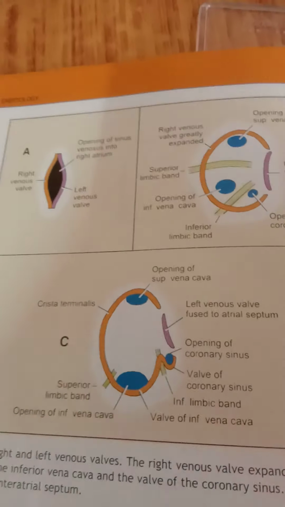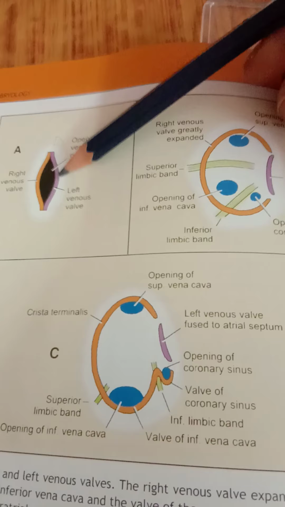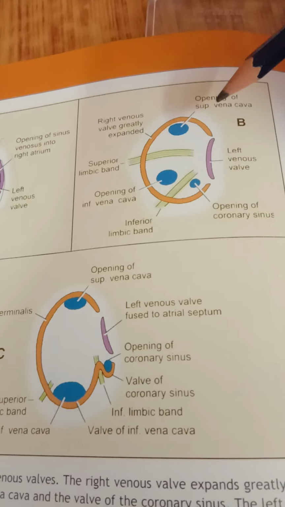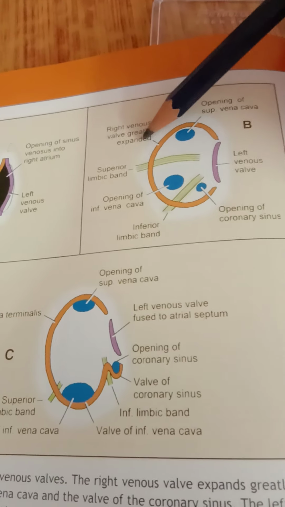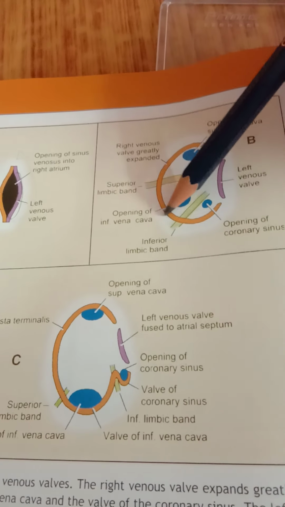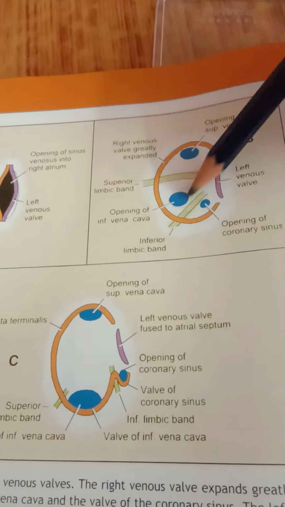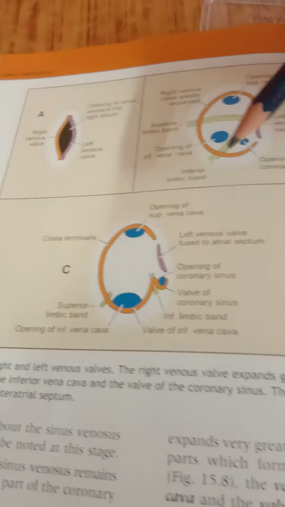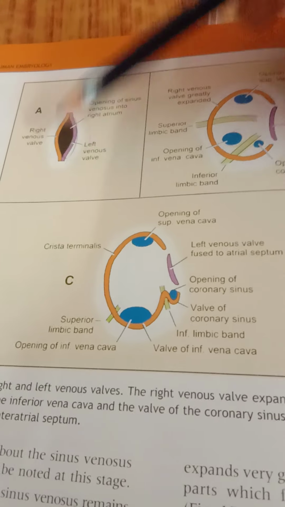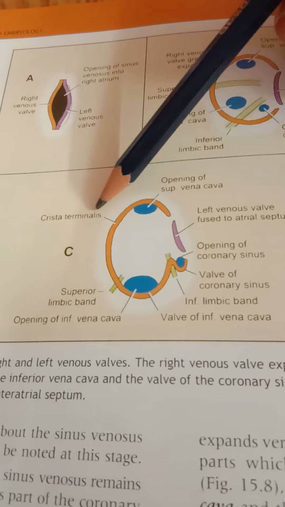So now let us understand this diagram. You can see this is the right venous valve, this is the left venous valve, and this is the opening of the sinus venosus into the right atrium at this position. And here we can see this is the opening of the superior vena cava. The right venous valve is now greatly expanded, and the superior limbic band is passing here, and this is the opening of the inferior vena cava. This is the inferior limbic band, and this is the opening of the coronary sinus. This is the left venous valve. You can see the left venous valve is not that much expanded, but the right venous valve is greatly expanded to enclose all these structures. So this is now forming the crista.